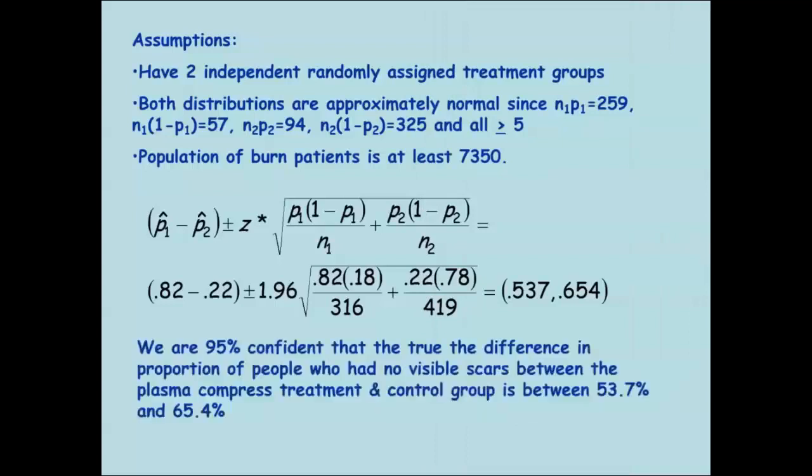Okay, and so then to interpret that, we would say we are 95% confident that the true difference of proportions of people who had no visible scars is somewhere between the plasma compressed treatment and the control group is somewhere between 53.7 and 65.4.